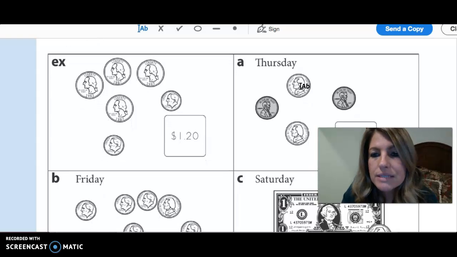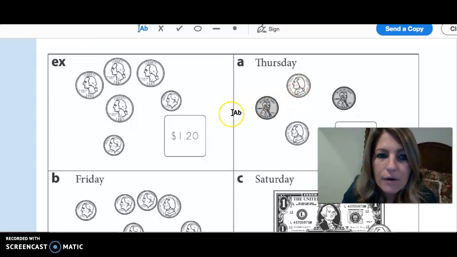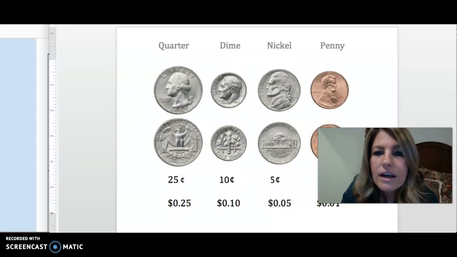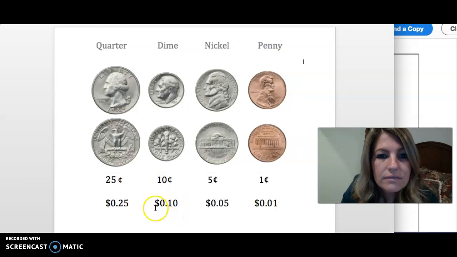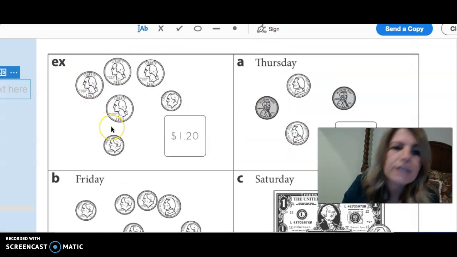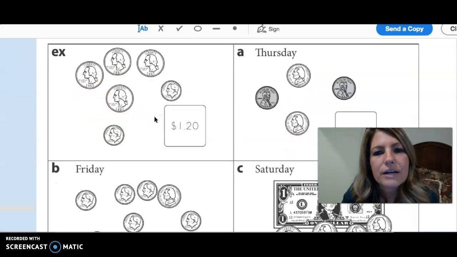So in order to do this next section, you do need to know the value of money. Now, just as a quick refresher, I brought this up so that you can remember that the quarter is worth 25 cents. If we write it as a decimal point with the little dot, it looks like this with the money sign. The dime is worth 10 cents. The nickel is worth 5 cents. The penny is worth 1 cent.